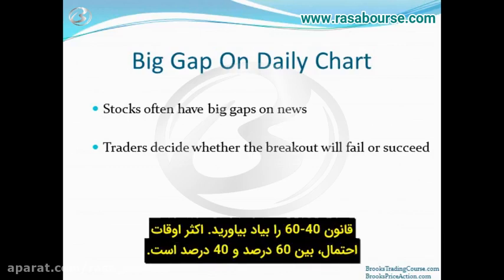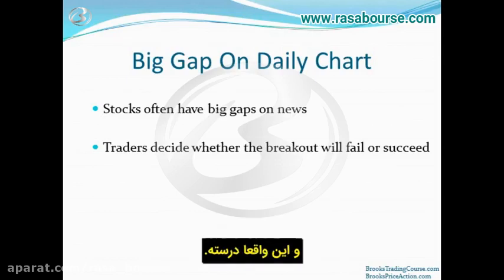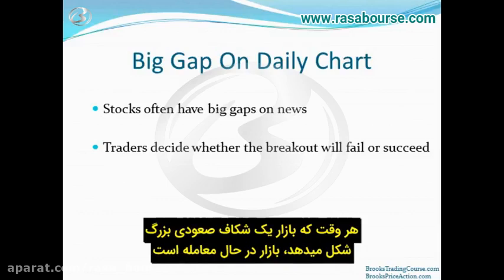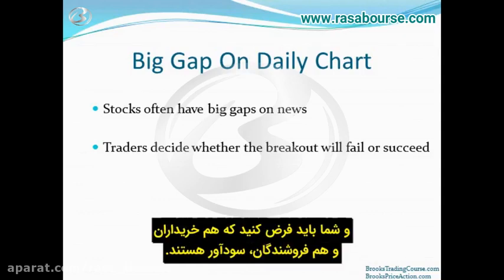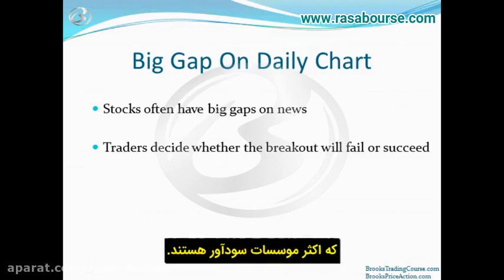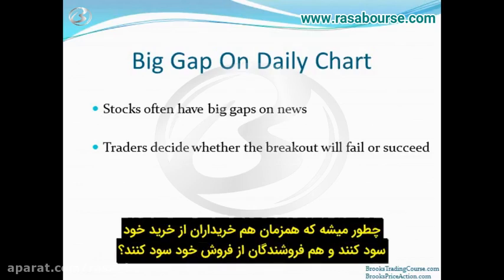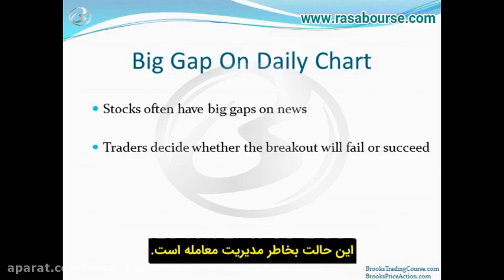Remember the 60-40 rule: most of the time the probability is between 60 and 40%. And that is really true. Anytime the market gaps up big, the market's trading, there will be institutions buying and other institutions selling. And you have to assume that both the bulls and the bears are profitable. Most institutions are. And how can both a bull make money buying and a bear make money selling at the same time? It's because of trade management.